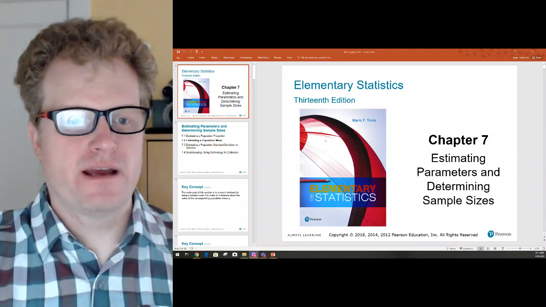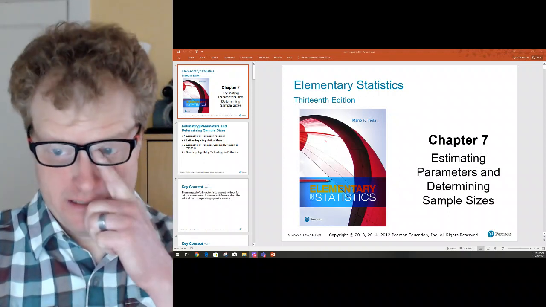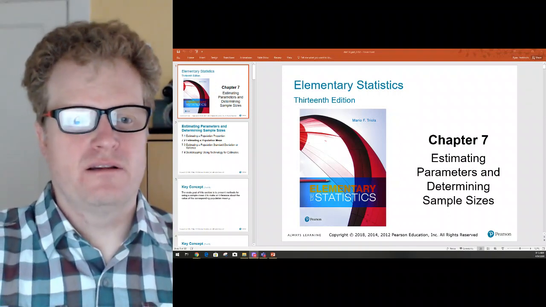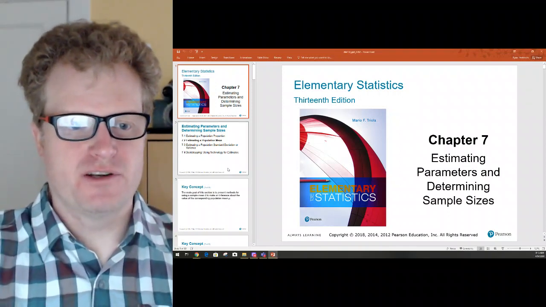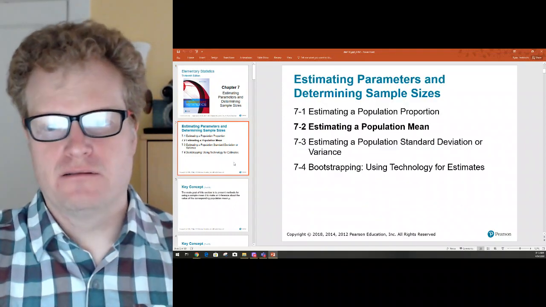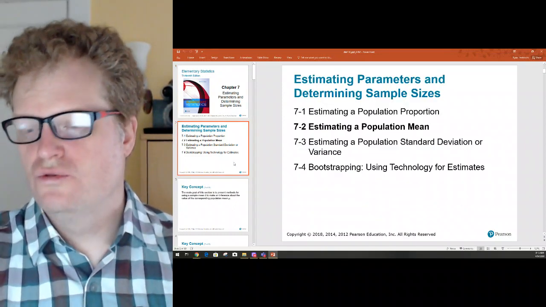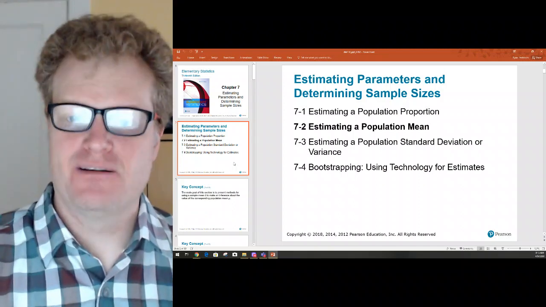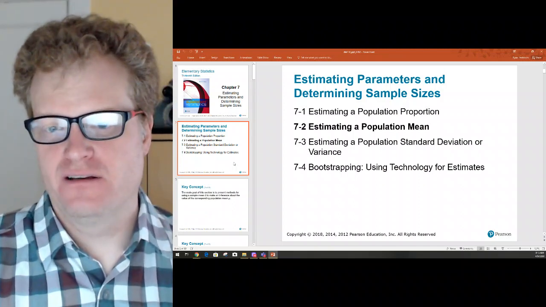All right, now we're going to look at section 7.2 when we're estimating parameters and determining sample sizes. And here we're going to look at estimating a population mean. Now, there are two unbiased estimators that we're going to talk about, proportion and mean. We're going to construct confidence intervals on those.